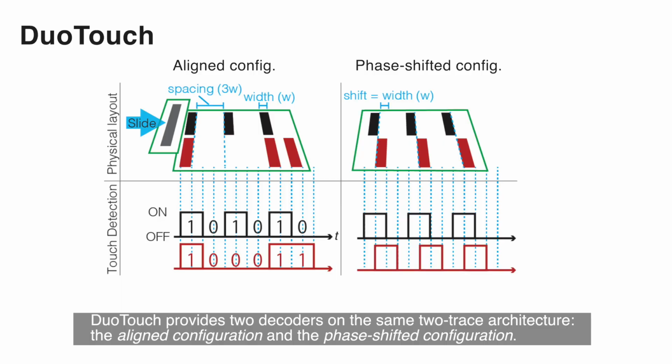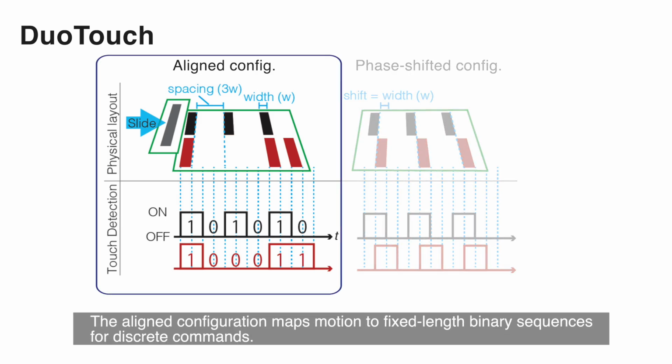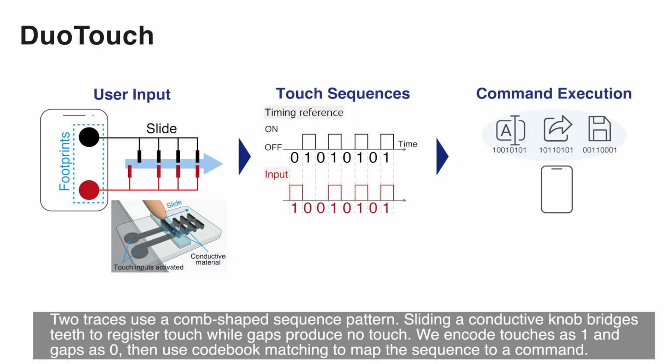DuoTouch provides two decoders on the same two-trace architecture, the aligned configuration and the phase-shifted configuration. The aligned configuration maps motion to fixed-length binary sequences for discrete commands. Two traces use a cone-shaped sequence pattern. Sliding a conductive knob bridges teeth to register touch while gaps produce no touch. We encode touches as 1 and gaps as 0, then use codebook matching to map the sequence to a command.